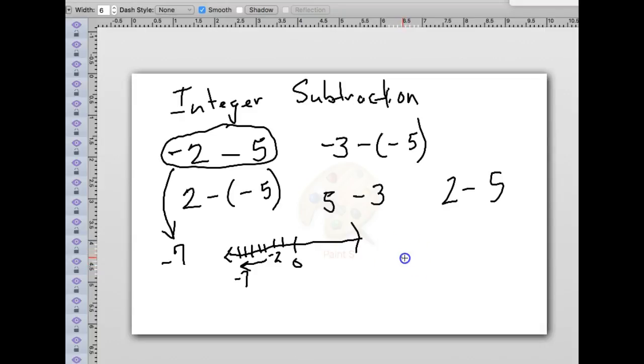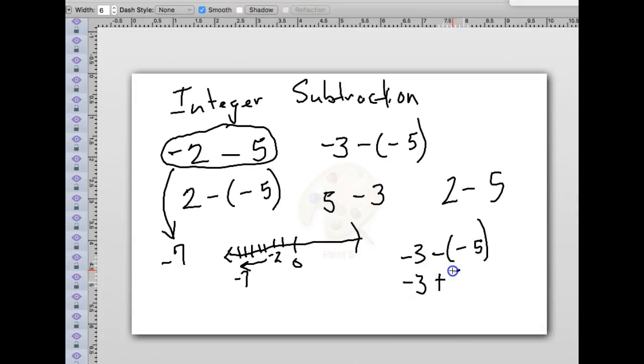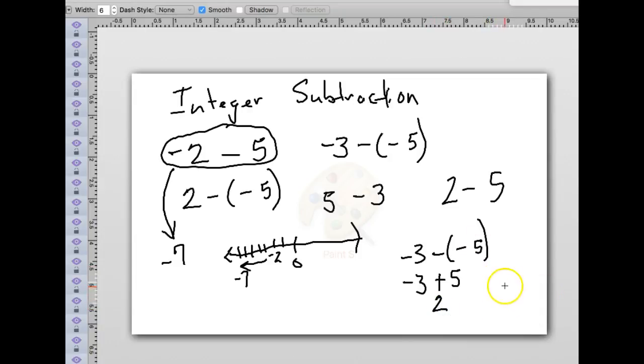Let's look at -3 minus -5. Now here's the thing you have to remember. When you have two negatives right beside each other, it becomes a plus. So that's -3 plus 5, which goes back to our integer addition. I start off owing someone 3, I gain 5, I can pay them back, and I still have 2 left over, +2.